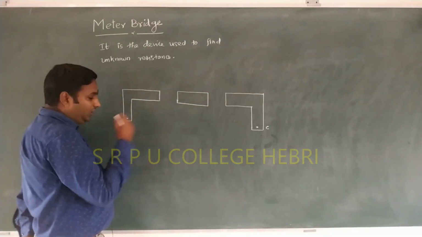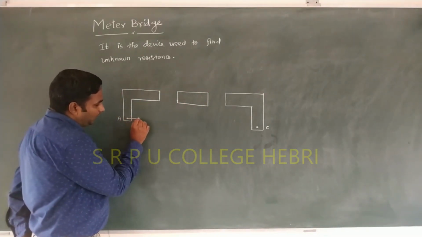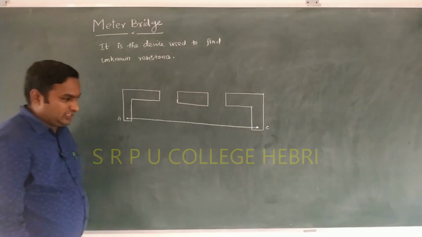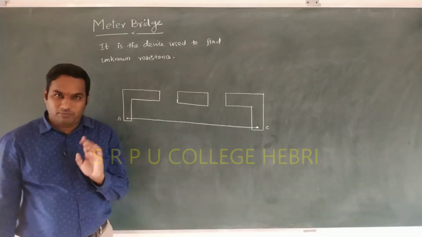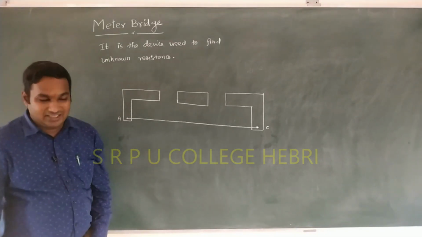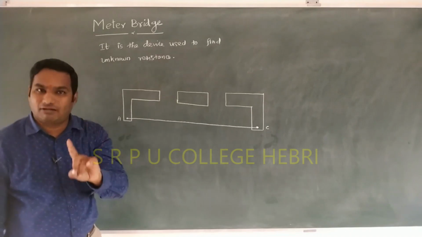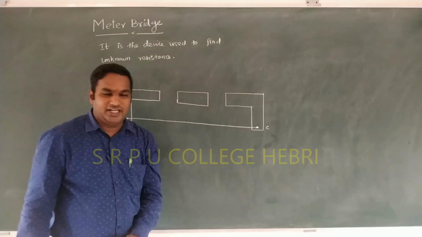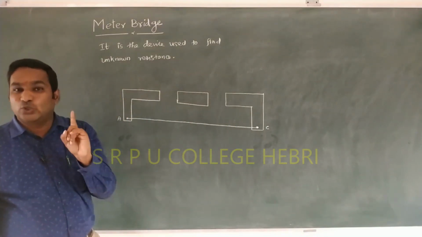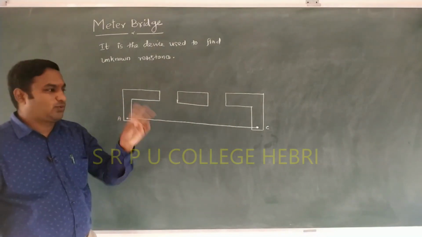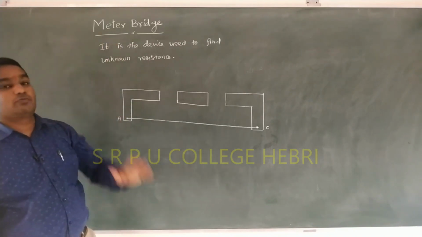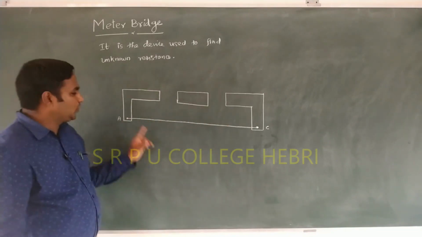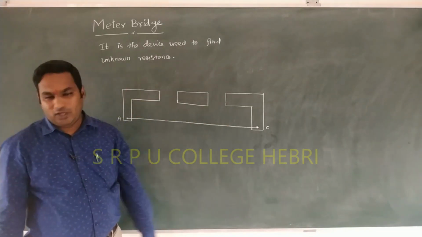In between A and C, we have to connect one wire of length L. The length of this wire in a meter bridge is equal to 1 meter. That's why the instrument is called a meter bridge. AC is the length of the wire. Its value is equal to 1 meter, which is also equal to 100 centimeters, and that's why that instrument is called a meter bridge. The total length of the wire is equal to 1 meter.